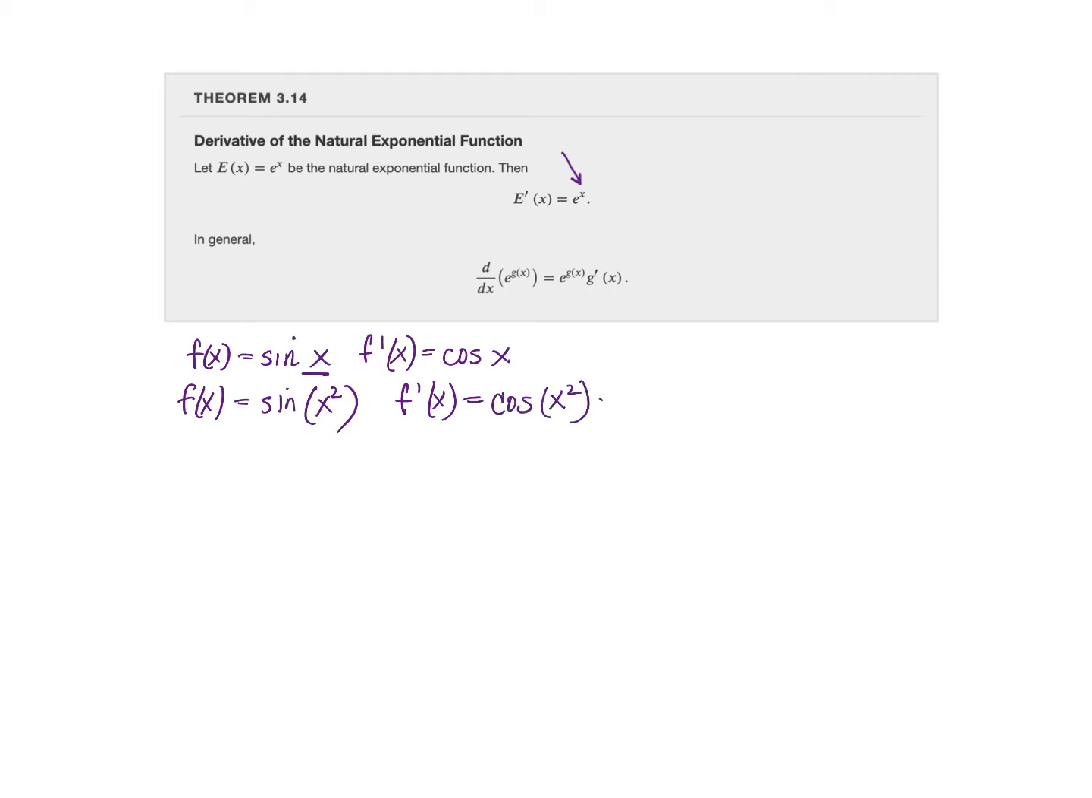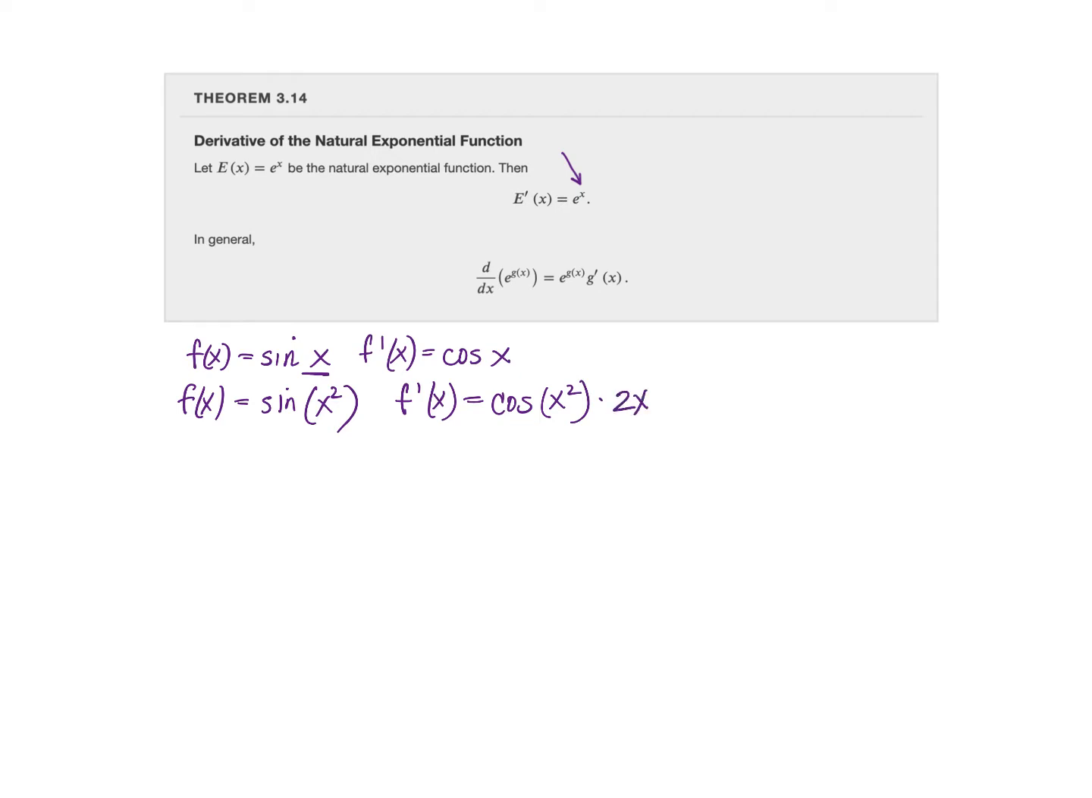Remember when we had f of x equals sine of x. The derivative of that was just cosine of x, right? But that only worked when it was a single x there. If you had a quantity there, so sine of x squared, we actually had to apply the chain rule because this is the composition of two functions, isn't it? So the chain rule said we had to take the derivative of the outside function, so cosine of x squared, and then multiply it times the derivative of the inside function, so times 2x.